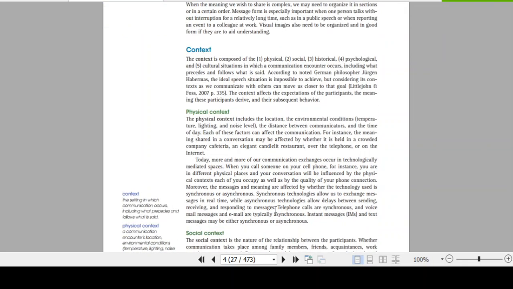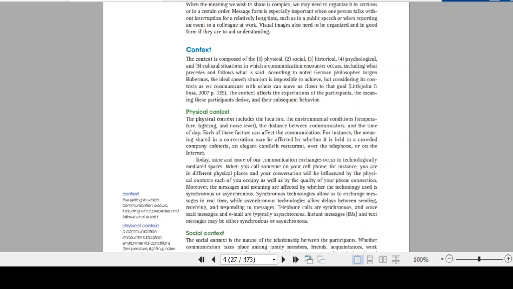Sorry, and then context. This is the point from where we did leave. The context is composed of the physical, social, historical, psychological, and cultural situation in which a communication encounter occurs, including what precedes and follows what is said. According to noted German philosopher Jürgen Habermas, the ideal speech situation is impossible to achieve, but considering its context as we communicate with others can move us closer to that goal. The context affects the expectations of the participants, the meaning these participants derive, and their subsequent behavior.